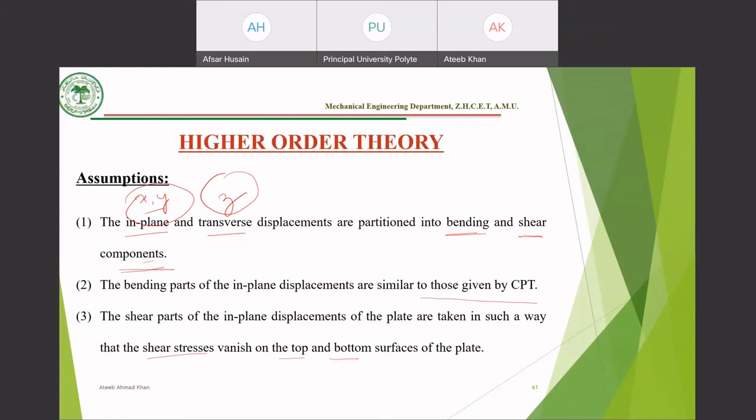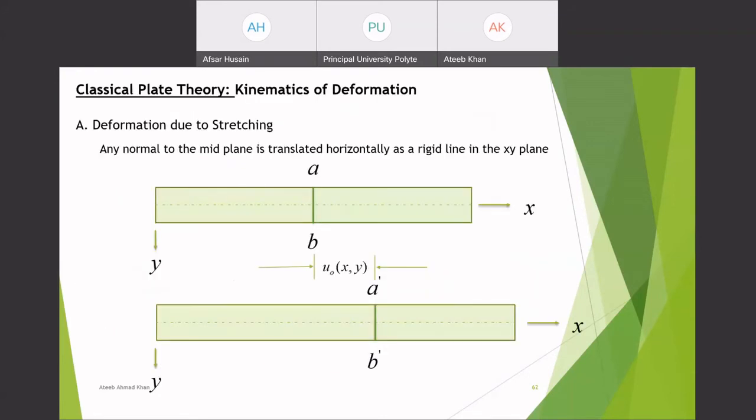Now, this is a good point to explain the kinematics of deformation of the classical plate theory, because the bending part of this higher order theory is similar to that given by the classical plate theory. So let's see the kinematics of deformation based on the classical plate theory. In the first figure, you can see a beam which is undeformed, and AB is the transverse normal. This is your X direction, this is your Y direction, and perpendicular to the screen is your Z direction.